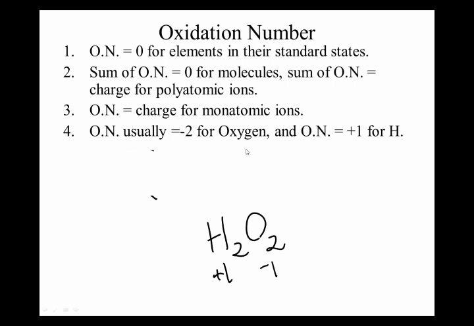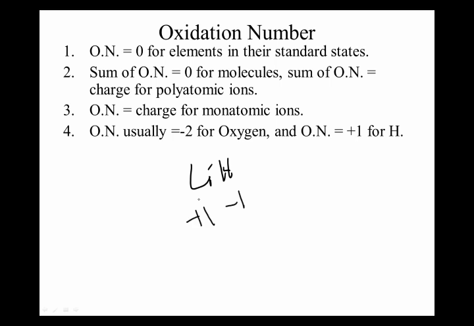For hydrogen, the one time you'll see hydrogen not being +1 is when you see it combined with things like lithium, right? Lithium loves to lose electrons. It'll be +1. Hydrogen must be -1. That's the only other time. So when you see it combined with like group 1 and group 2 metals. But most of the time, oxygen is going to be -2 and hydrogen will be +1.